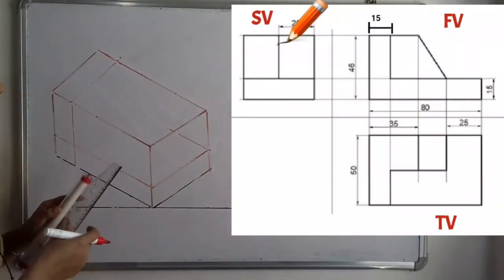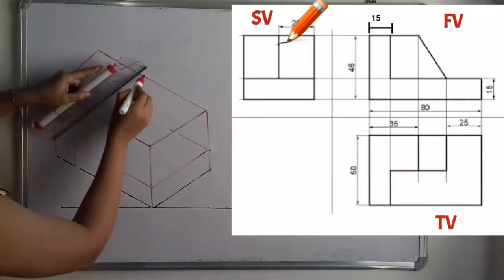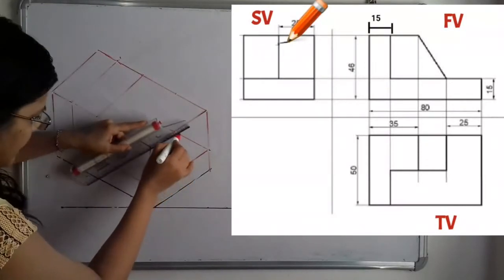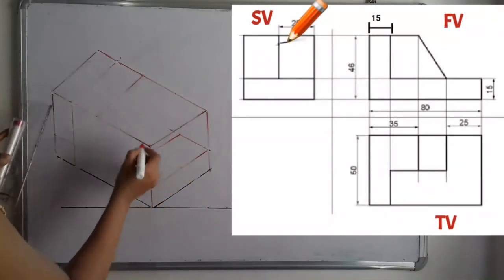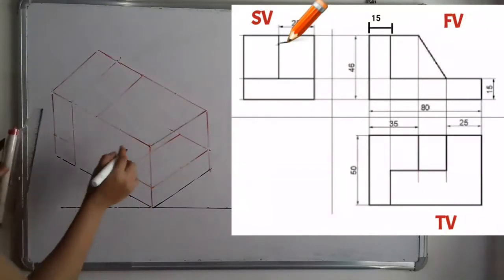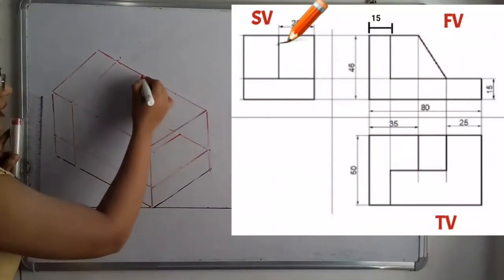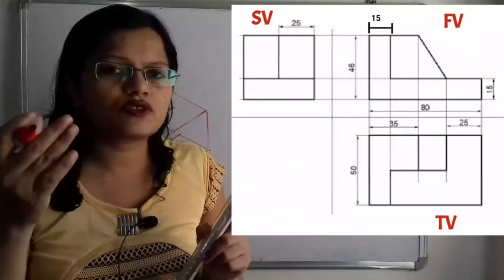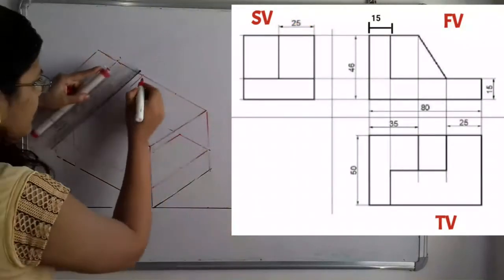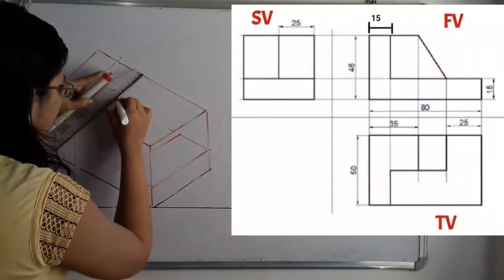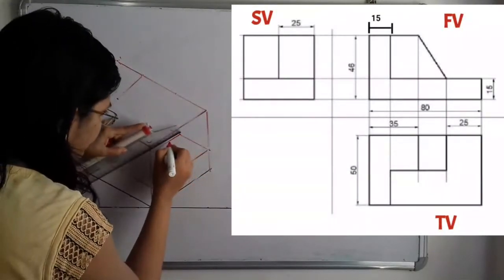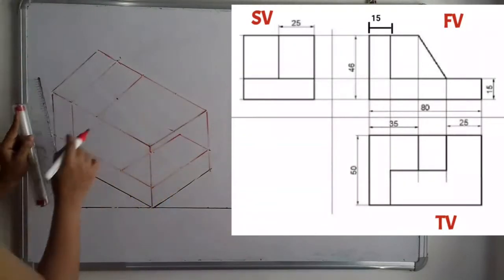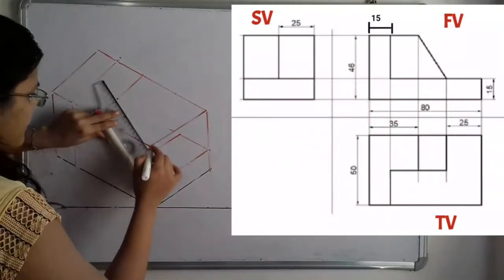So 25 into 3. So before that I will join the selected points. So these are the selected points. So here is the line. So these are the projection lines. So now on this point we have to select the distance equal to 25. So 25 means 25 into 3, that is 75 millimeters. So I will select the 2 points. So these are the 2 points that are getting selected. Now we will join.